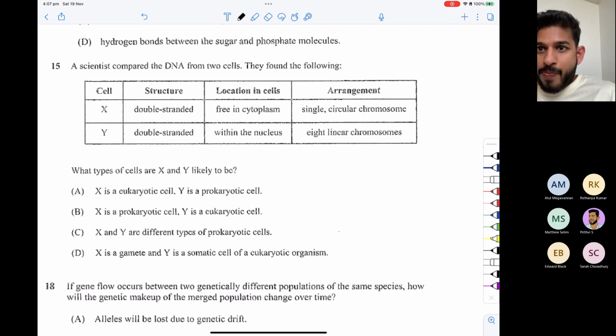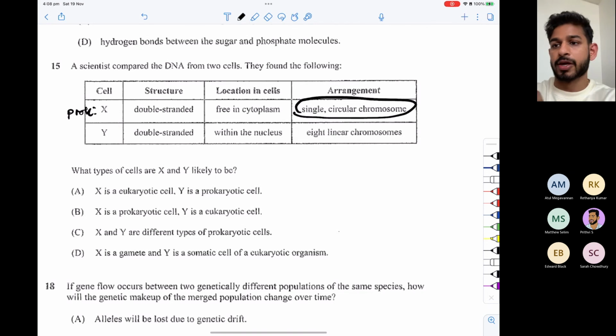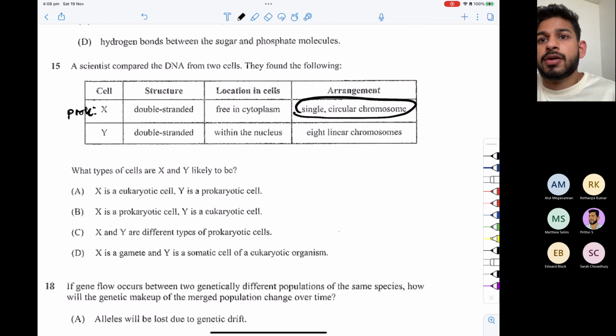Britannia, what's your answer? B. Good. Can prokaryotic cells have more than one chromosome, Britannia? Yeah. No, prokaryotic cells only ever have one circular chromosome. This will always be the case when X is prokaryotic. Never forget that.